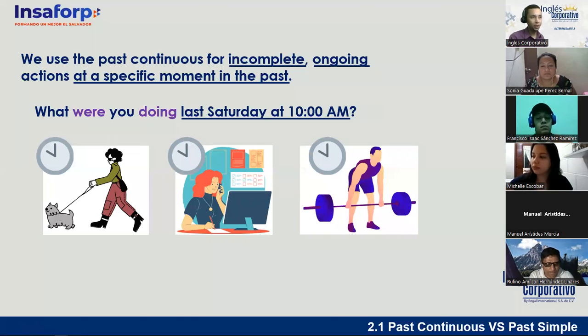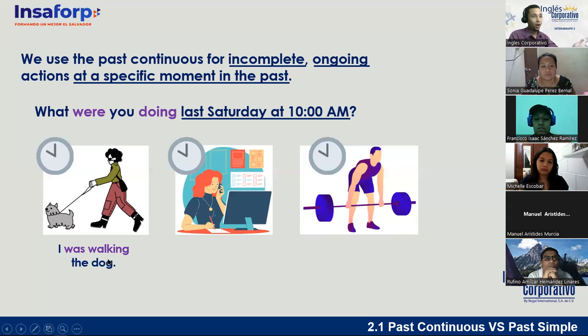Now, what about this? We use the past continuous for incomplete ongoing actions at a specific moment in the past. So, for example, you say, what were you doing last Saturday at 10 a.m.? When I ask you the question, what were you doing? I am not talking about a complete action. No, not this time. I am talking about an action that was in progress at a specific moment in the past. In this case, the specific moment in the past is 10 a.m.